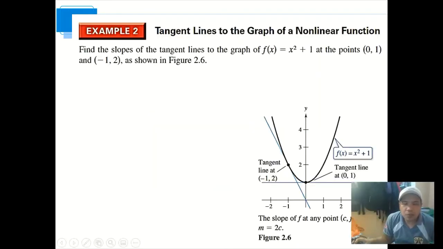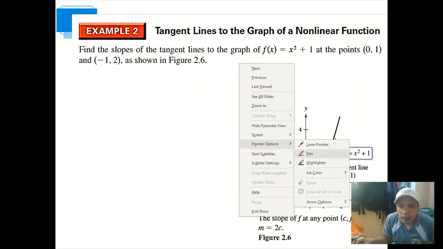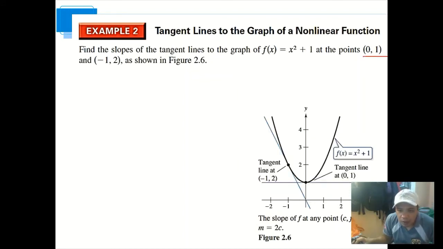Okay, so example number 2. Tangent lines to the graph of a nonlinear function. So, this time hindi na siya linear, parabola na siya. So, find the slopes of the tangent line to the graph of f of x is equals to x squared plus 1 at the point 0, 1, ito, si 0, 1, at negative 1, 2.